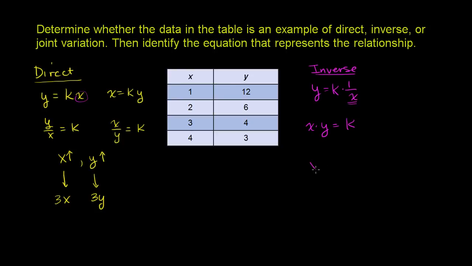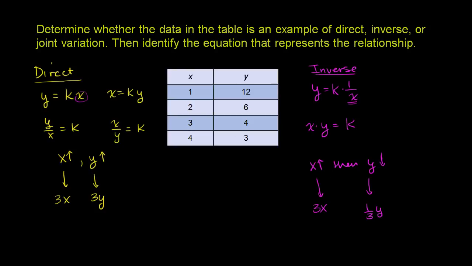Now, what are the telltale signs? Well, if x goes up, then what happens to y? This becomes a smaller value because it's 1 over x. So then y will go down. And if you increase x by a factor of 3, you're actually going to decrease this whole value by a factor of 1/3. So you're going to have 1/3 of y. These are the telltale signs for inverse variation.